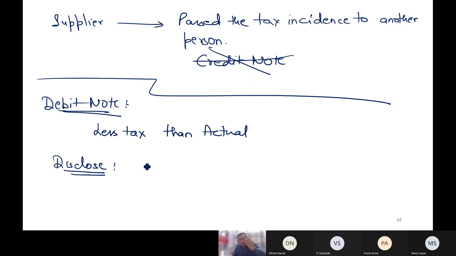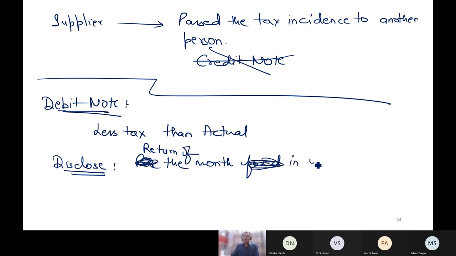Then government says disclose this information in the return of the month in which the debit note is issued. So government is very clever. When in a credit note they had to give back something to the registered person, they say that in case you forget to inform us in that month's return, no issue, we are giving extra time. But in a debit note they are not giving extra time.